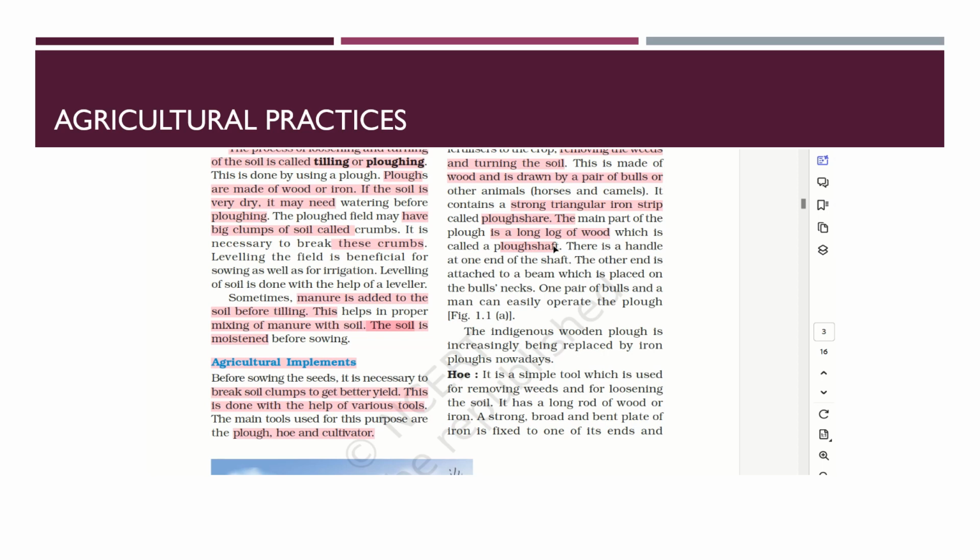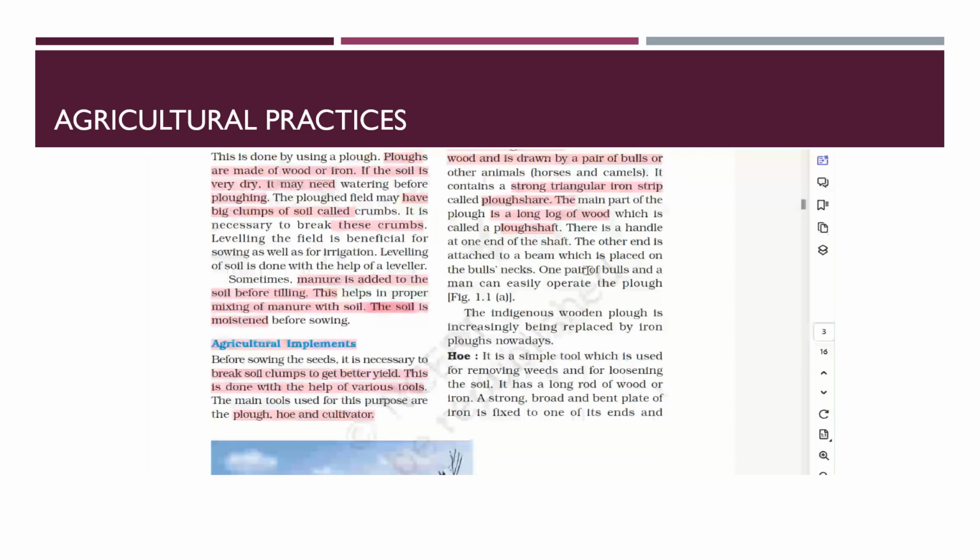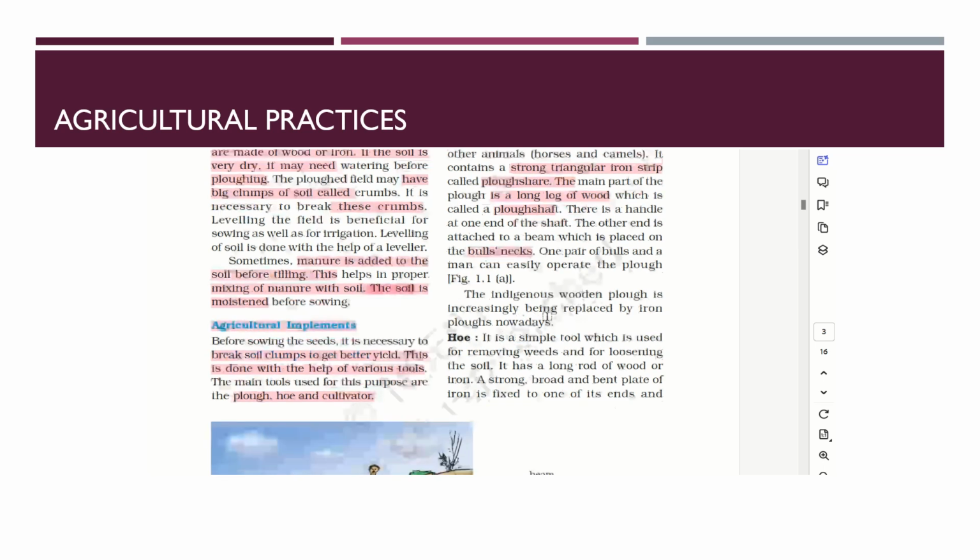This long shaft is called the plow shaft, and there is a handle at one end of the shaft, and the other end is attached to the beam, which is placed on the bull's neck. A man can easily operate the plow. The man maintains the direction in which the bull should go, while the plow is fixed on the bull's neck and the bull pulls the plow. The indigenous wooden plow is increasingly being replaced by iron nowadays.